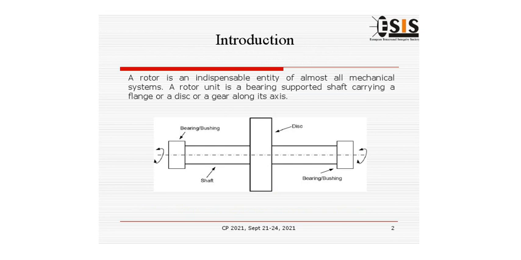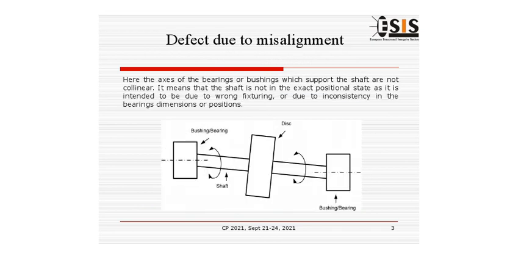These machineries, although fairly robust and well designed, shafts in operation are occasionally vulnerable to severe defects that develop without much apparent warning. Let's see the rotor or shaft defects. Defect due to misalignment. Here, the axes of the bearings or bushings which support the shaft are not collinear, meaning that the shaft is not in exact positional state as it is intended to be due to wrong fixturing or due to inconsistency in the bearing dimensions or position.